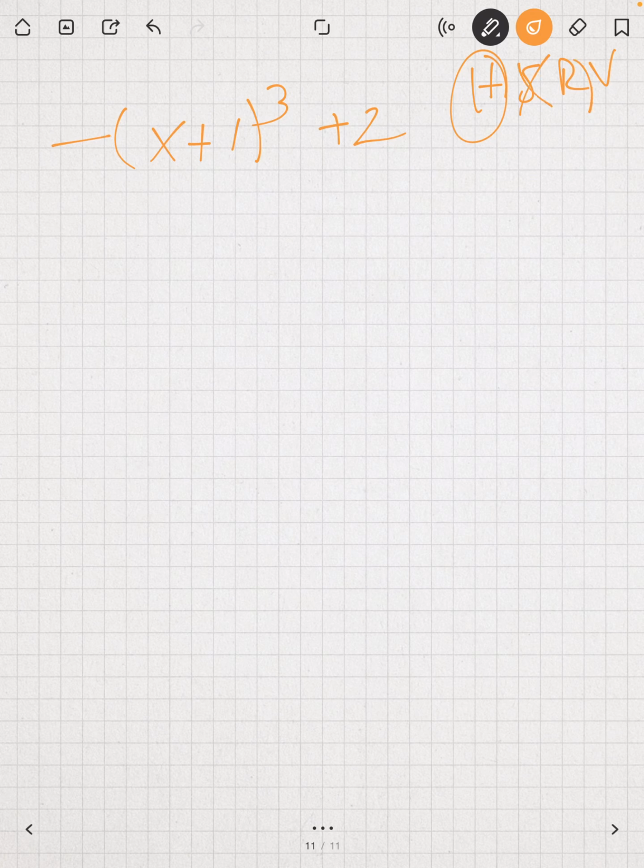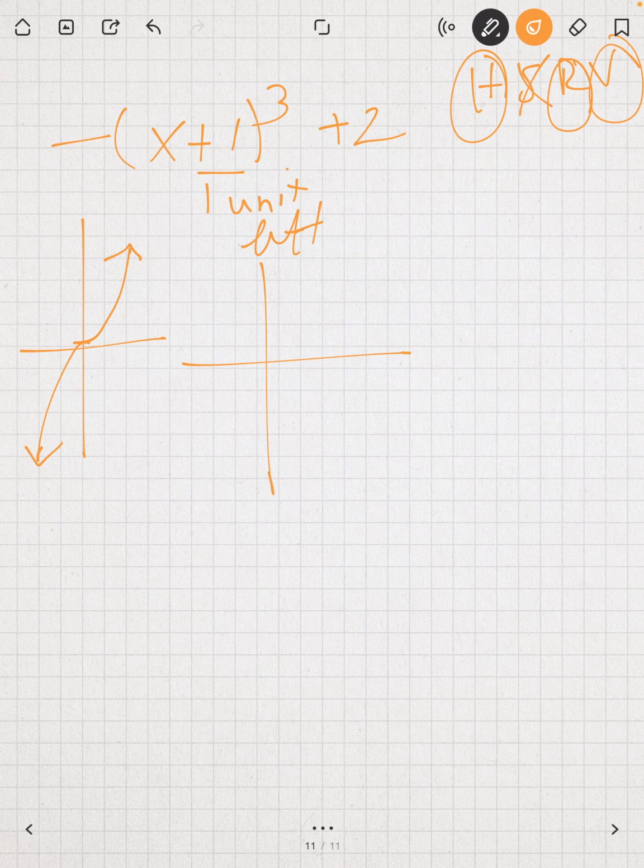Let's try another one where we combine them together. I'll do the next one. We have our negative (x plus 1) cubed plus 2. And remember, our order is H, S, R, V. And we said this one has an H, an R, and a V. And so our x cubed looks something like that. Our horizontal shift now is 1 unit left.